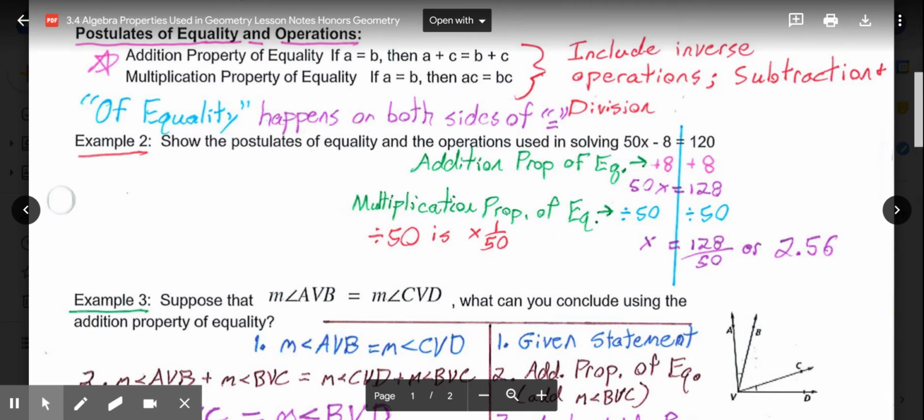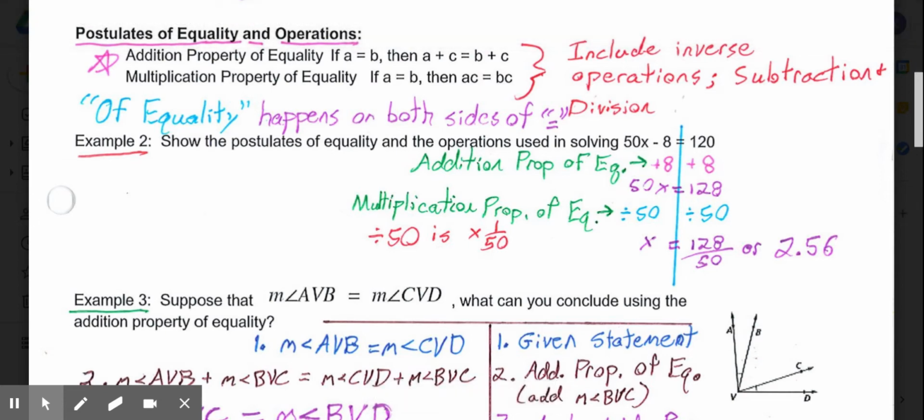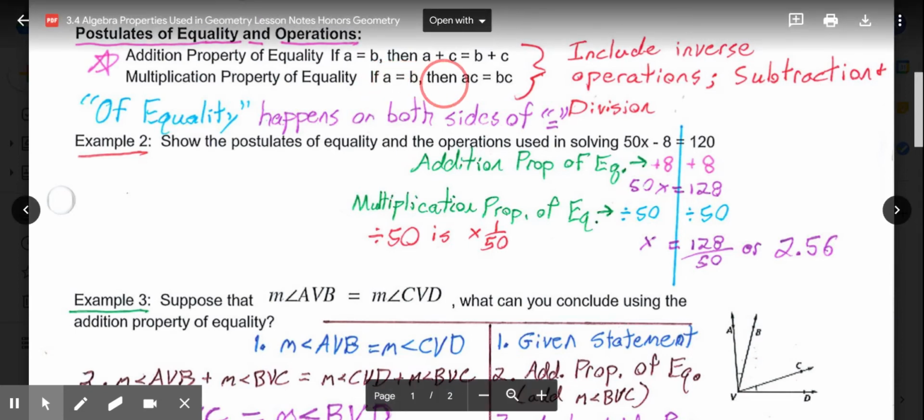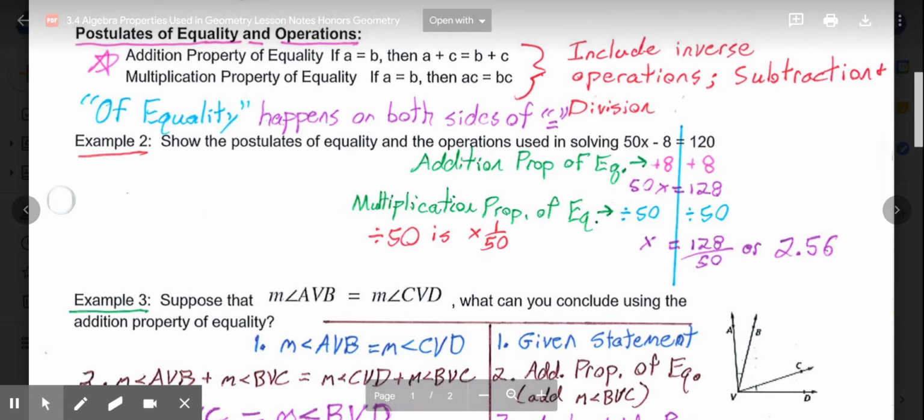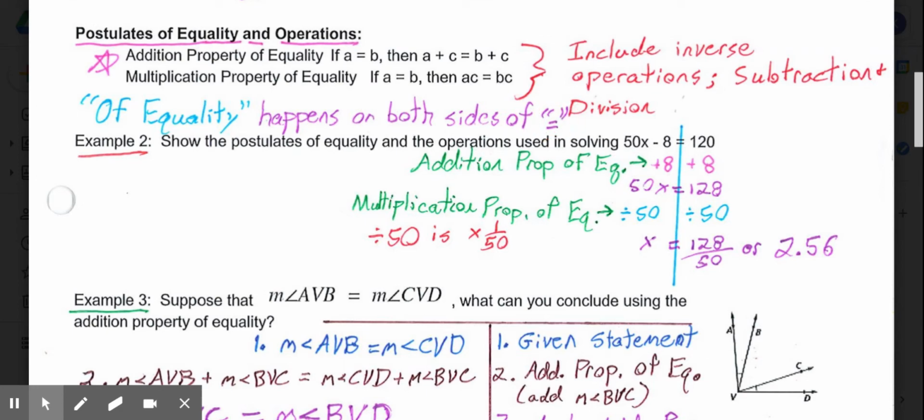For the addition property of equality, because subtracting is technically adding a negative, this could also be A minus C equals B minus C. And for the multiplication property, because dividing is technically multiplying by a fraction, this could also say if A equals B, then A divided by C equals B divided by C. So the multiplication property of equality includes division, and the addition property of equality includes subtraction. The "of equality" just means it happens on both sides of the equal sign.